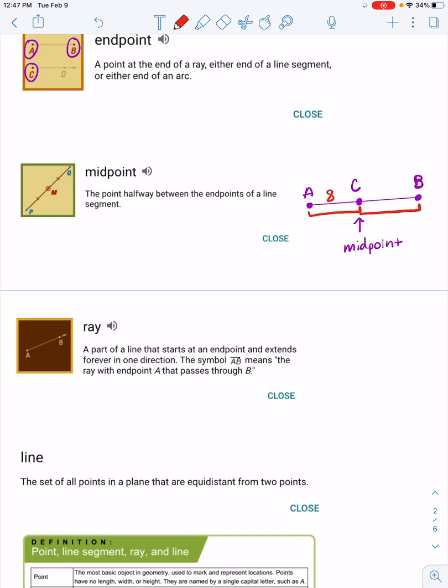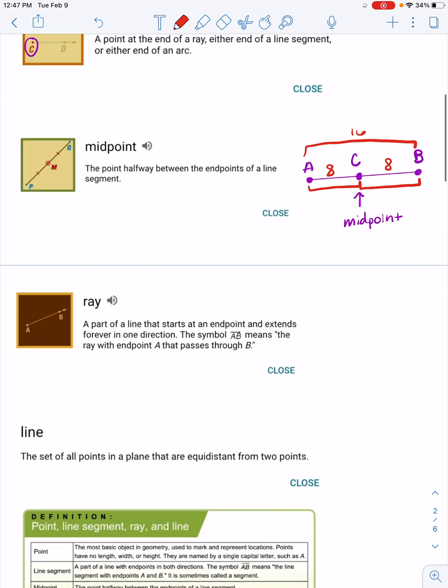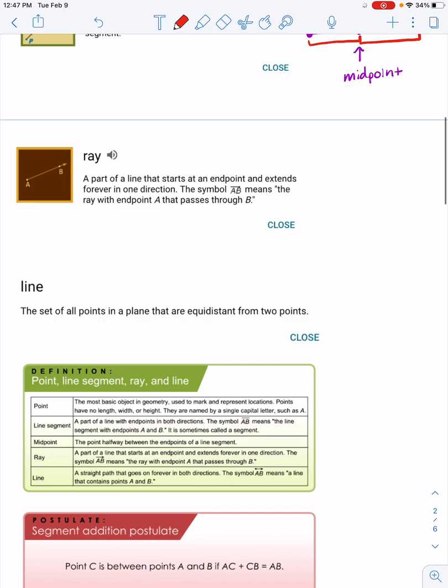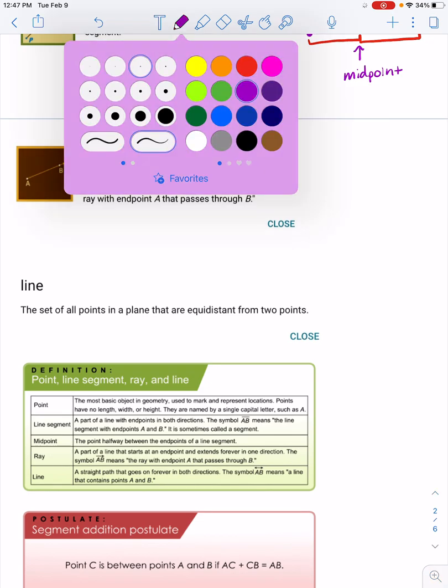So like if this segment is 8, then this segment is 8, okay? Or maybe if we knew the whole segment was 16, then we know that each half, since C is right in the middle, each half would be 8 because you just divide 16 by 2, or you split it in half, okay? So that's a midpoint.